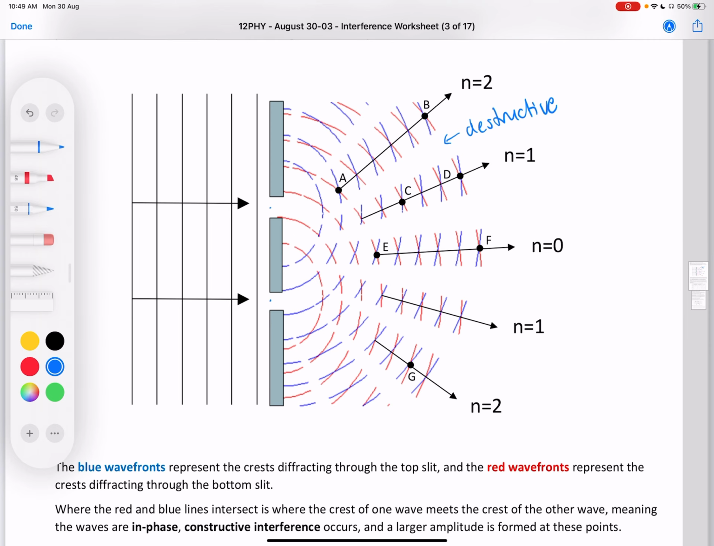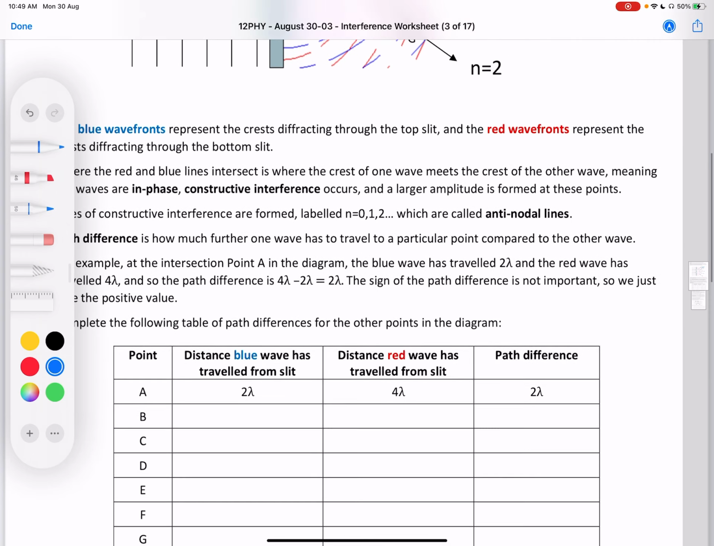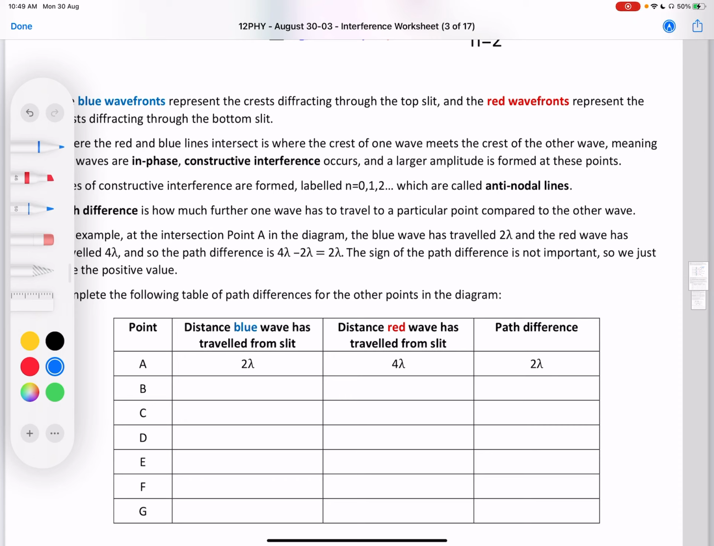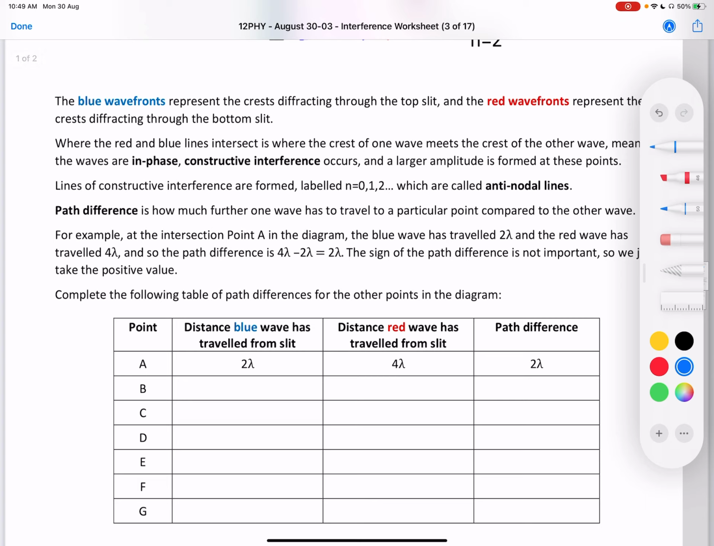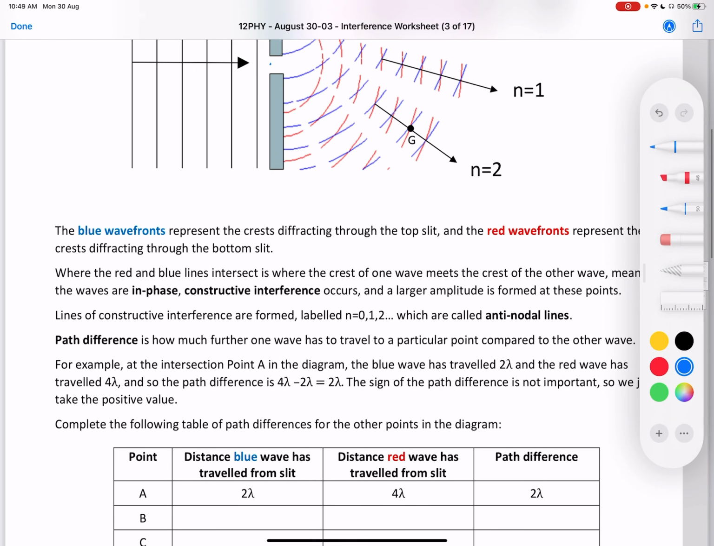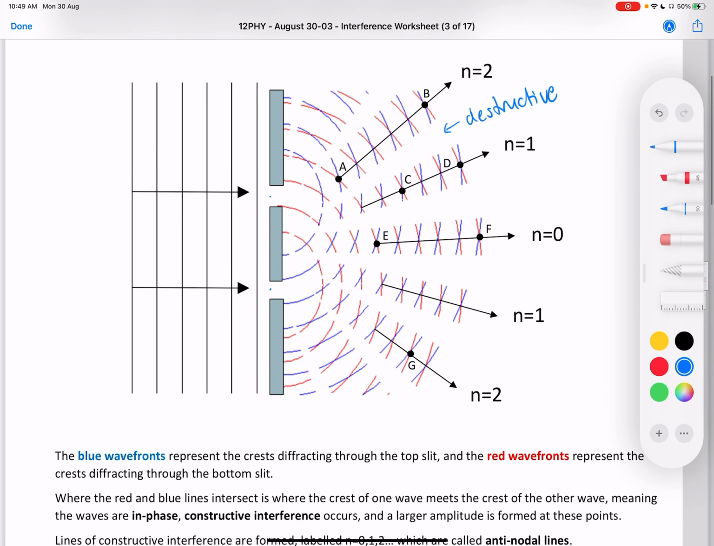It's destructive interference. So the question for the worksheet is like this: complete the following table of path differences for the other points on the diagram. They've completed point A for us, so we can have an example. We want to look at the distance the blue wave has travelled from the slit and the distance the red wave has travelled from the slit to reach point A.